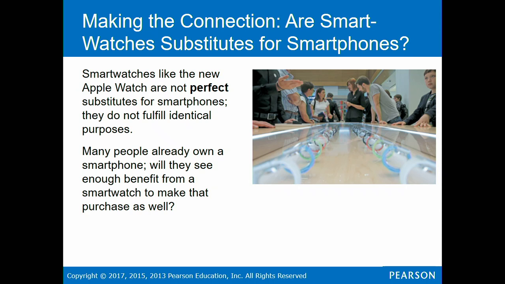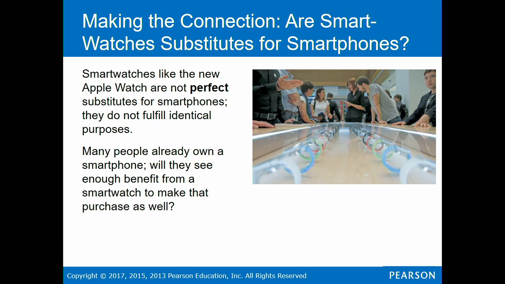Man, wish I had a marker. I'd ask you guys, if the price of smartphones increases, what is going to happen to the demand curve, do you think, for smartwatches? Think it'll stay the same, the demand will increase, or the demand will decrease? Decrease? Because you still have to buy a smartphone.